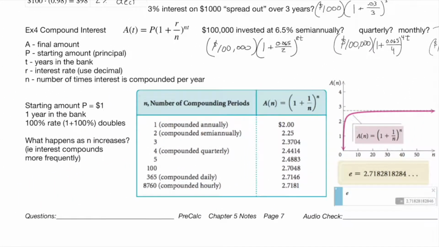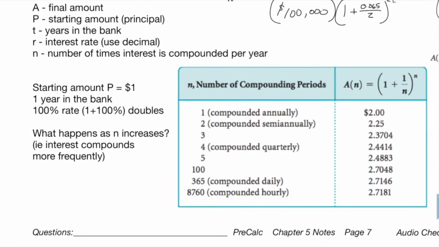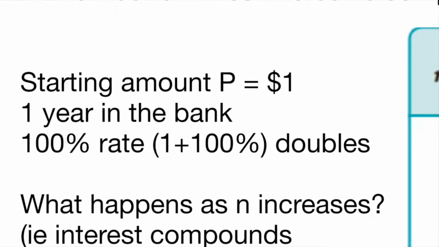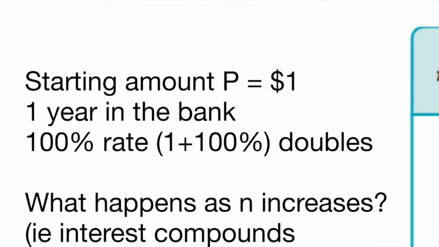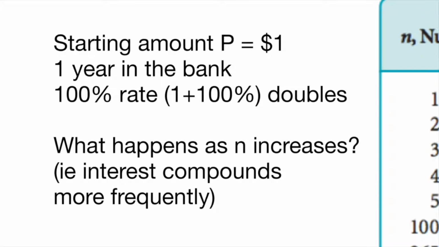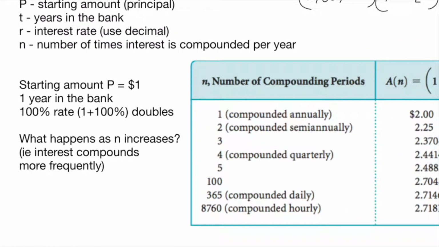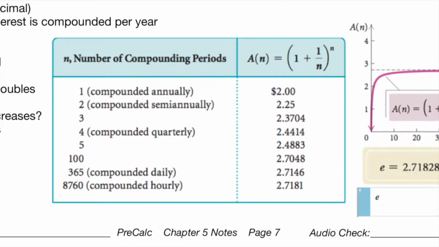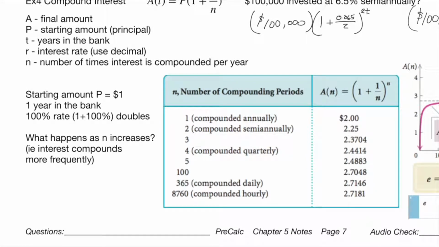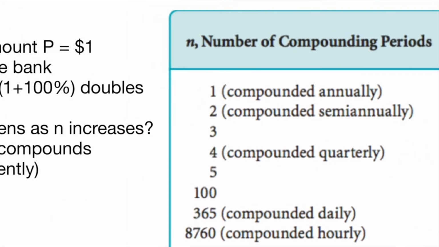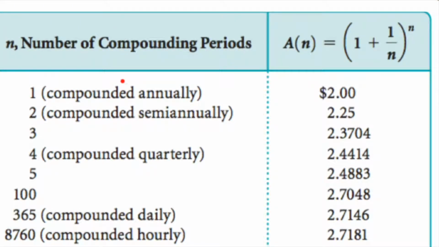So it's an interesting question to ask. Let's say you have a starting amount of $1 and 1 year in the bank, and you were eventually going to get a 100% rate, but it's going to be spread out over a certain amount. What happens as the number of times the interest is compounded every year increases? Let's say you just get interest one time a year on that $1. Remember, we're going to spend 1 year in the bank, and we start out with $1, and we're going to get 100% interest rate. If you just get interest once at the end of the year, your amount will double. Because you start off with $1, and then you get an interest of $1, so that's $2.